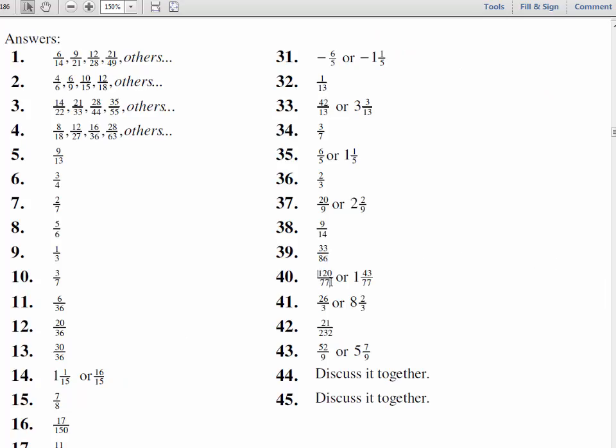120 over 77. Oh, good. Oh, look, somebody did change that just in case somebody wanted to. Good. 41.